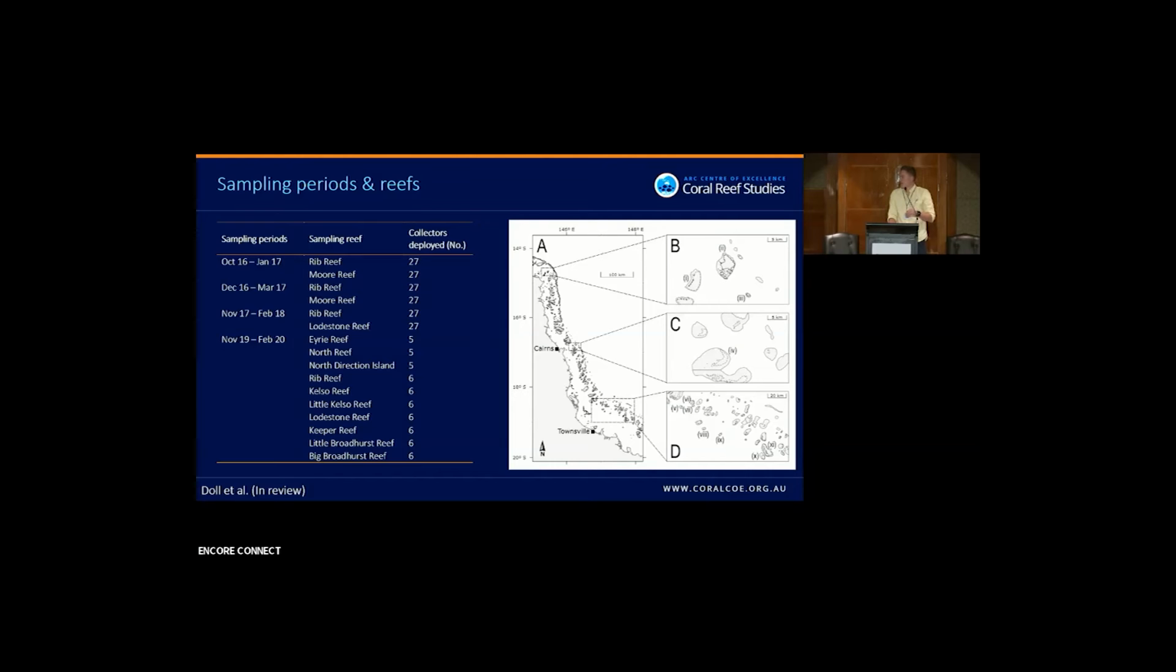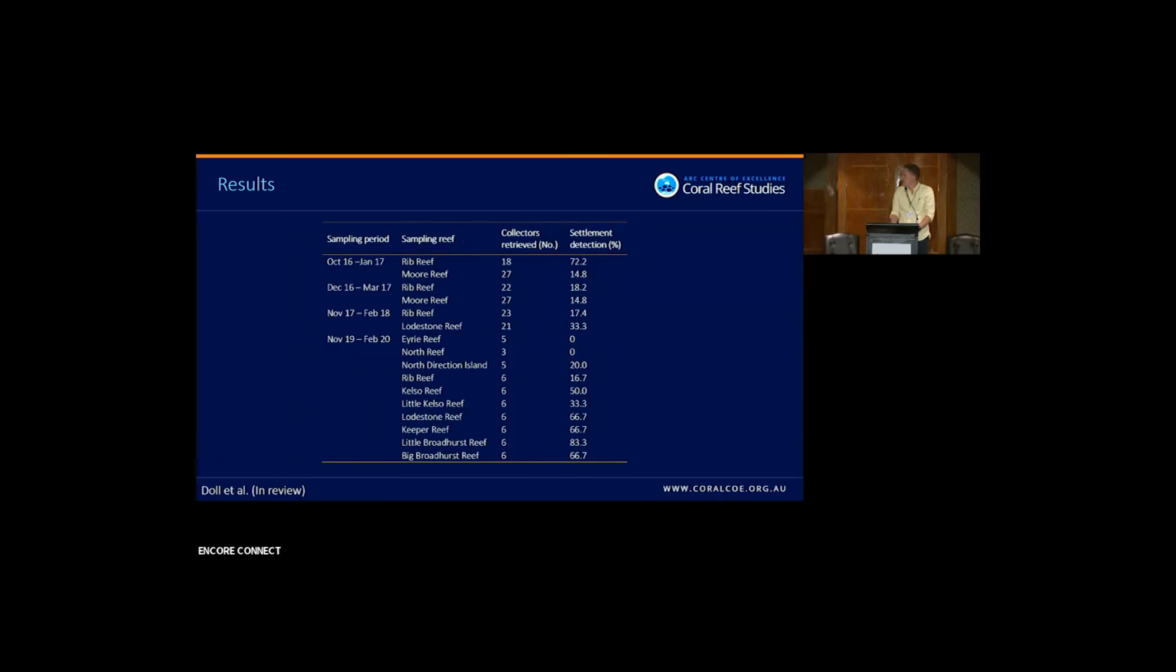All collectors were deployed at sites with relatively steep rubble slopes, which is where we have been predominantly finding those early small-sized juveniles, and which usually have a very high coverage of CCA, rubble encrusted with CCA. As you can see, we mainly focused on reefs off Townsville and off Cairns in the first couple of years, and then extended our sampling to 3 reefs off Lizard Island in the 2019-2020 summer.